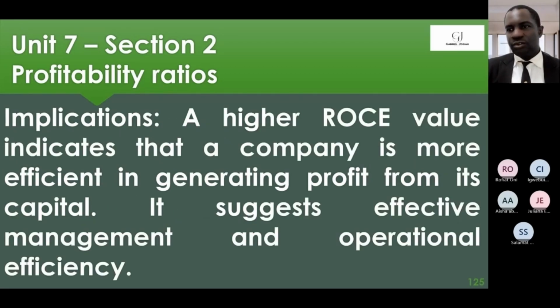And what are the implications? A high return on capital employed value indicates that the company is more efficient in generating profit for its capital. It suggests effective management and operational efficiency. So in the case of Dan Kabir, you will see that 9%, 10%, 9%, 10% using both variants is a positive figure, even though it's low. But then anything above, let's say 10 to 49 is low.